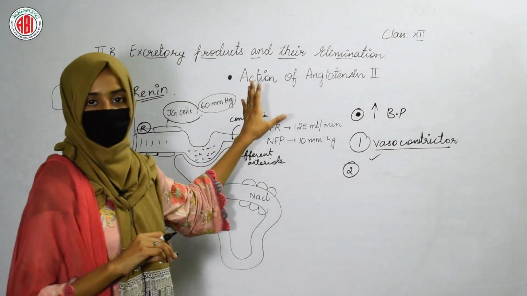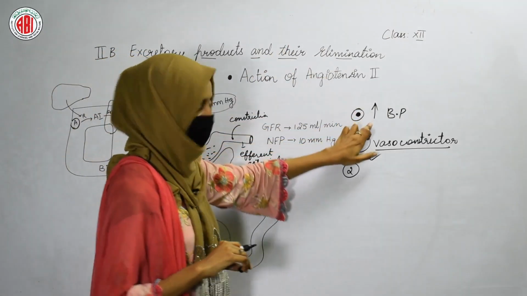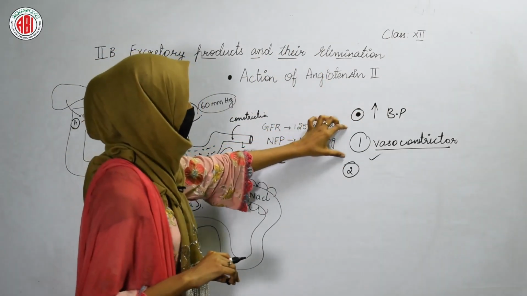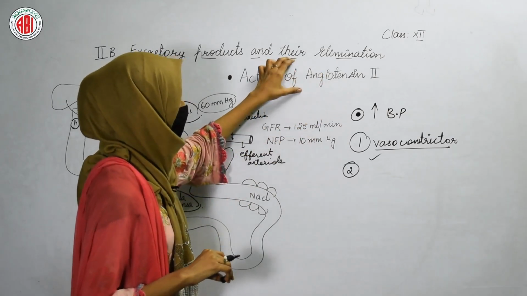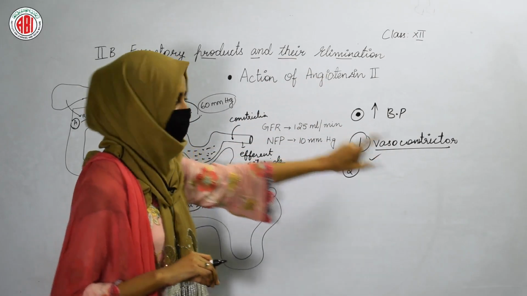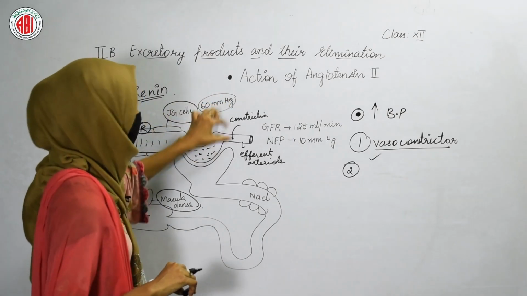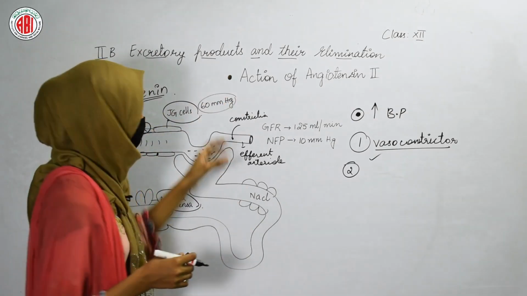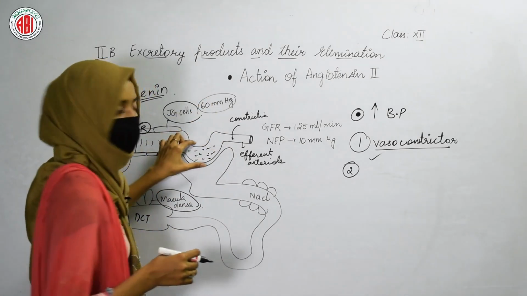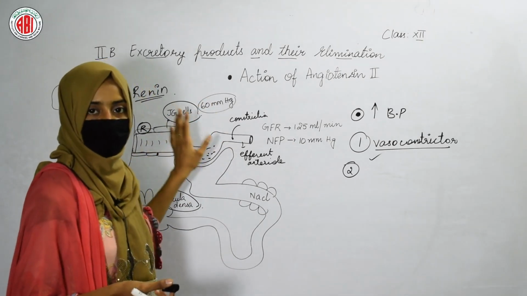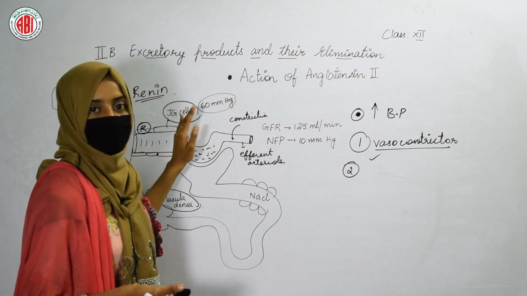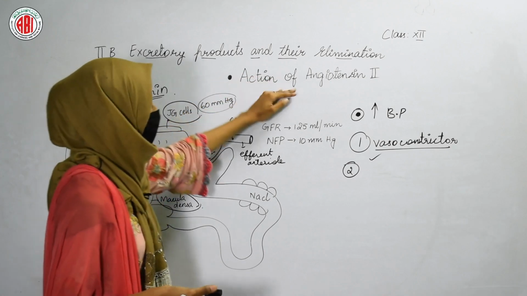The main purpose of angiotensin II is to increase the BP. The first thing we talked about is that it acts as a vasoconstrictor. When angiotensin II reaches the efferent arteriole, it starts the constriction of the efferent arteriole, due to which the blood pressure in the glomerulus increases. In this way, the blood pressure becomes high due to the action of angiotensin II.